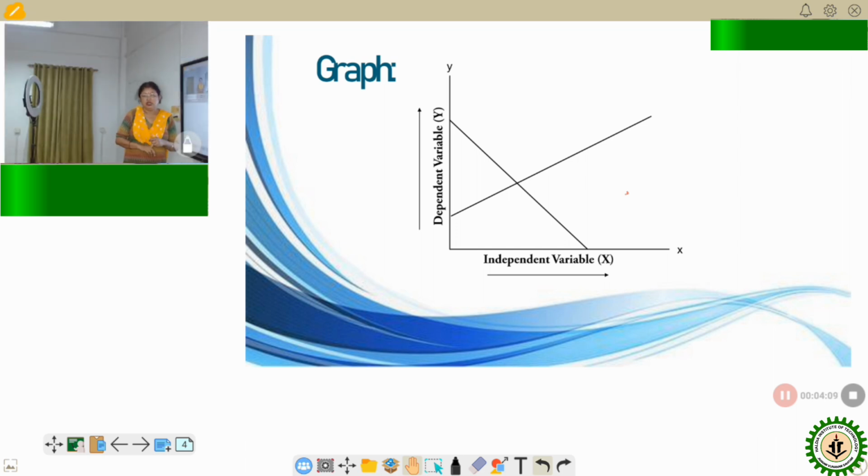Here we use the term linear regression. Linear regression means one independent and one dependent variable, and multilinear regression means multiple independent variables with one dependent variable.